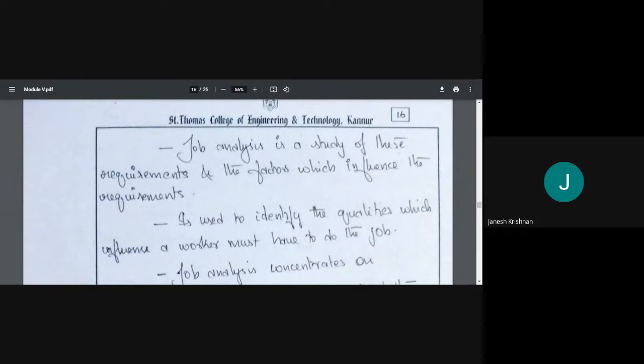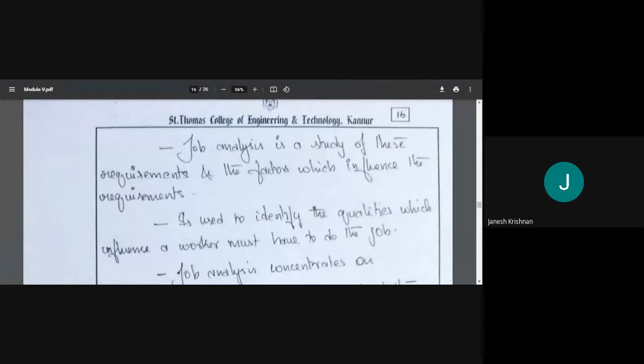Like for a site engineer, you can say he must know Hindi, right? So it's a requirement. And why did such a requirement come forth? Because most of our laborers are from North India, right? So that becomes the reason for the requirement. So in job analysis, we'll be studying the requirement and why such a requirement came forth. Both these things are taken into consideration.